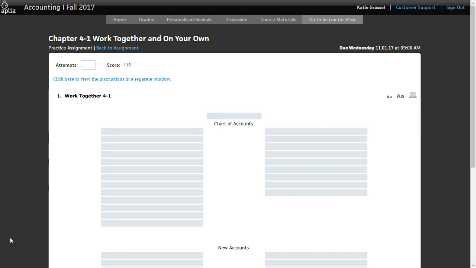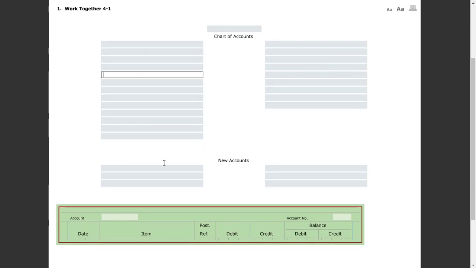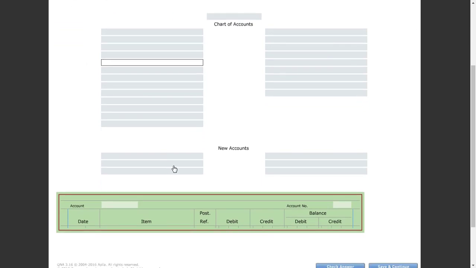So down here we have a section that says new accounts. And what would happen is we would add new accounts down here on the bottom after the business has been in operation. It's going to be a little bit weird today because when we complete this assignment, we're going to create a chart of accounts, then we're going to create new accounts, and you would not do that within the same action.